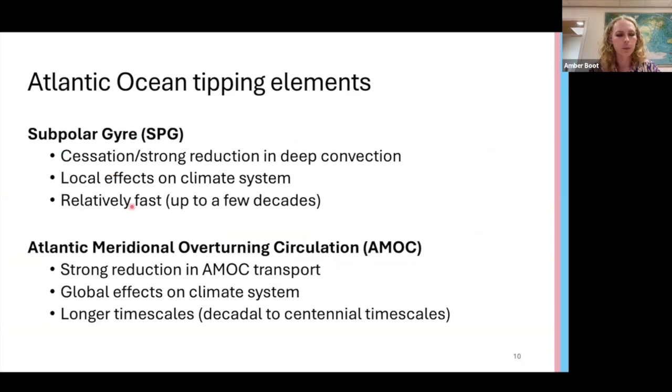So if I talk about the Subpolar Gyre, I will talk mainly about the cessation or a strong reduction in deep convection, which has local effects on the climate system and is relatively fast, on timescales up to a few decades. And if we talk about the AMOC, I'm talking about a strong reduction in AMOC transport. So this is volume transport, but also heat transport with global effects on the climate system. And they also have relatively fast timescales, but really also these longer timescales up to like a century, right?